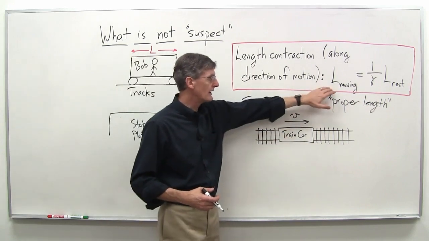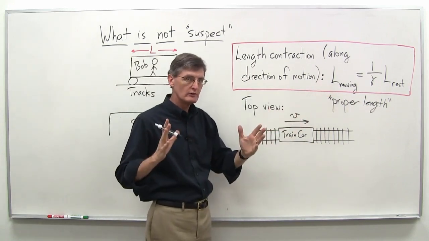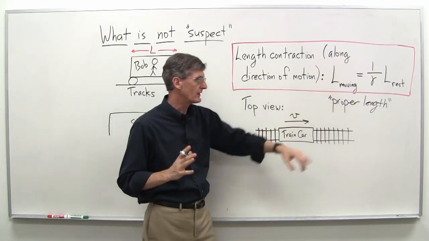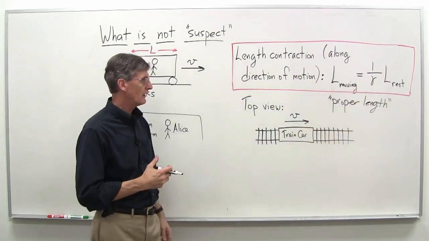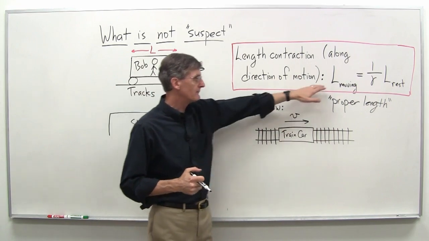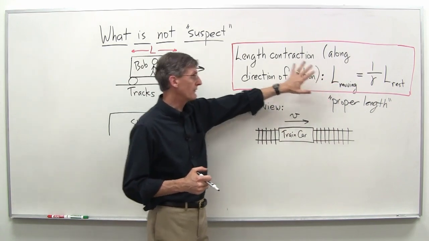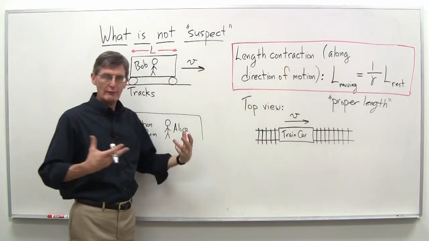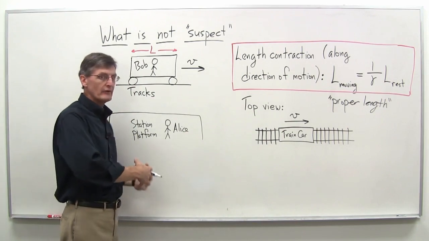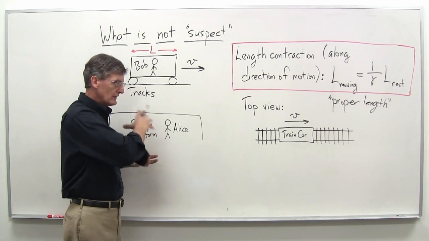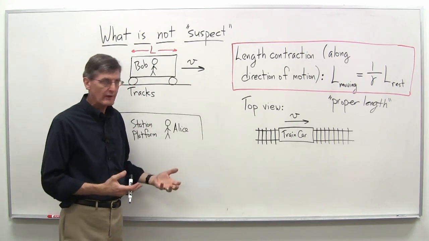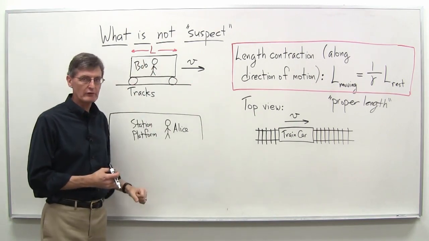So the moving length is going to be shorter, usually just a tiny bit shorter, because gamma is very close to 1 until, as we talked about, you get up near the speed of light, but it will be shorter. So we have this length contraction effect. That perhaps raises the question, well, does everything change? Is everything suspect? Are there any quantities that are not suspect? And so that's what we're considering in this video clip.